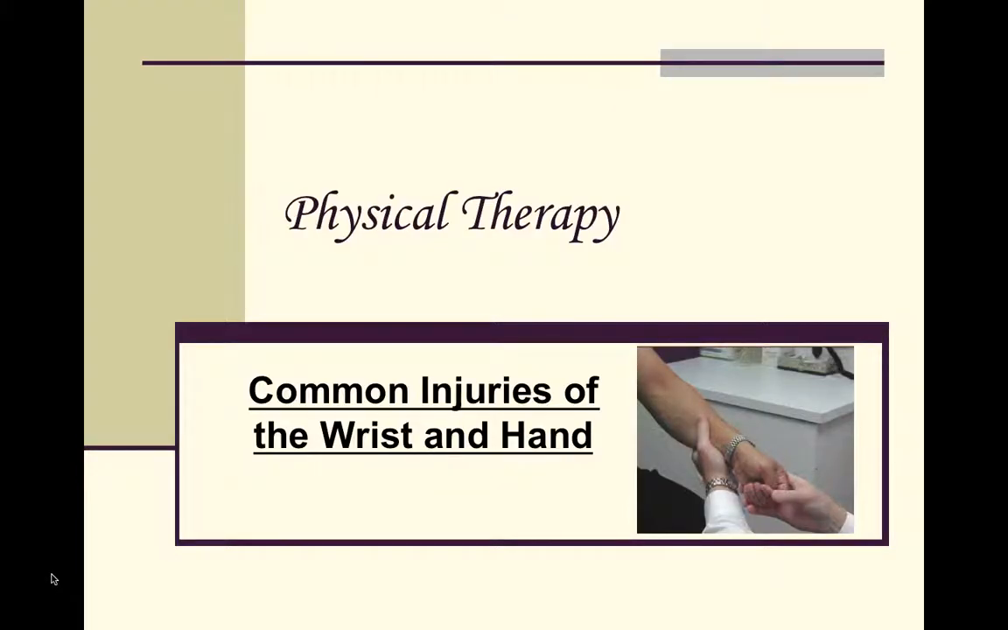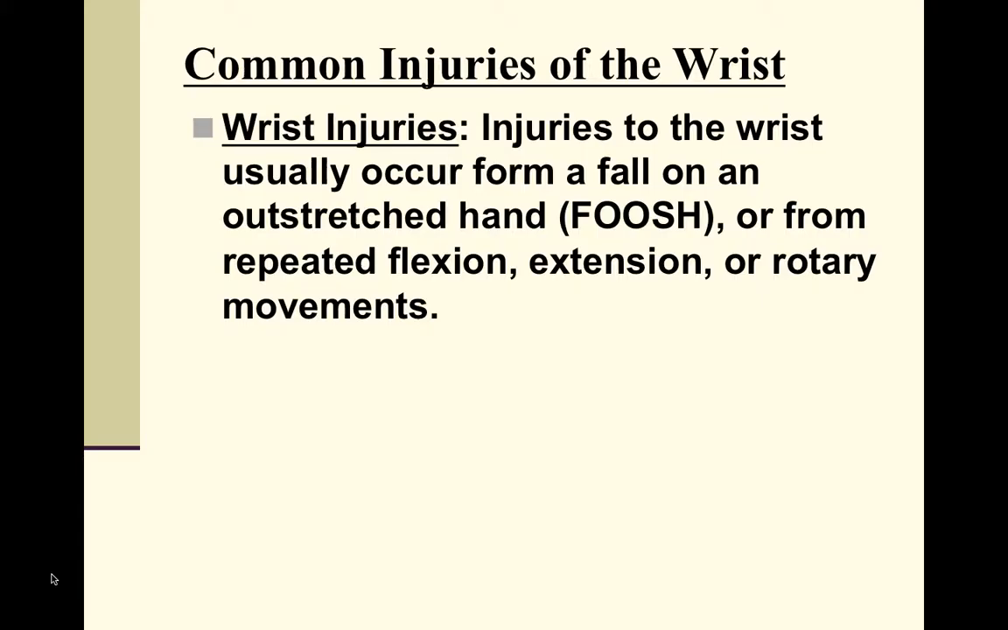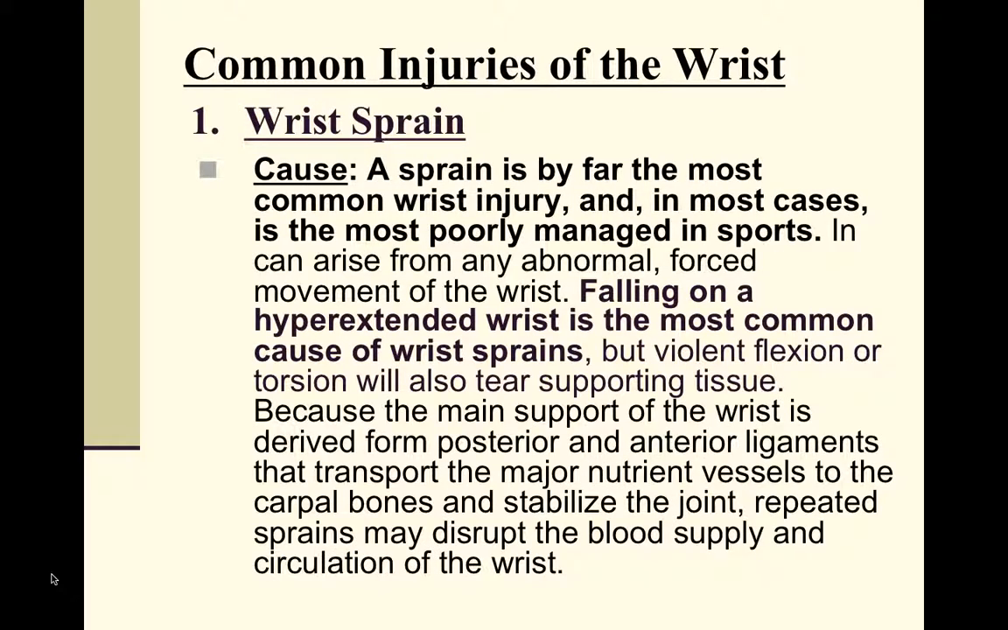This video will cover the common injuries of the wrist and hand. Most of the wrist injuries that you will see will occur either from some kind of trauma like a fall on an outstretched hand type of injury, or from a repetitive stress injury, flexion, extension, rotation, and that can be a sport or work-related cause. We'll start with a wrist sprain, by far the most common wrist injury, and we really don't do the best job at managing it, whether it be in sports or in work-related injuries.